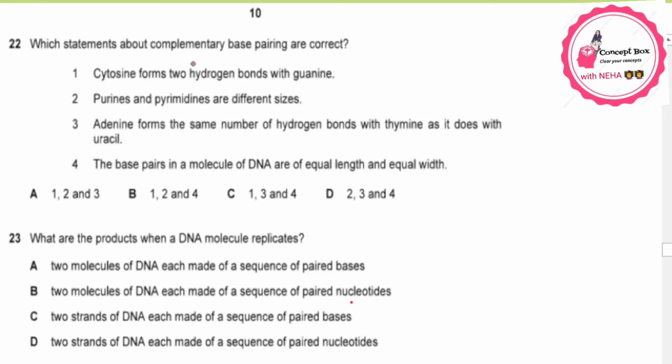Next question, which statements about complementary base pairing are correct? Cytosine forms 2 hydrogen bonds with guanine. This is incorrect, because we know that cytosine forms 3 hydrogen bonds with guanine. And purines and pyrimidines are different sizes. Yes, it is correct. Adenine forms the same number of hydrogen bonds with thymine, yes, as it does with uracil, same. The base pairs in a molecule of DNA are equal length, equal weight. Yes, so D is the correct answer.